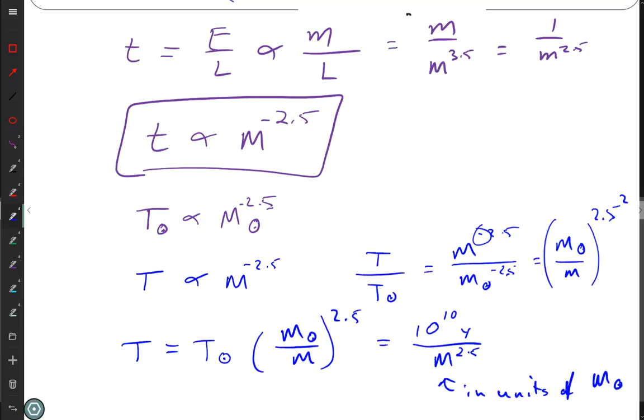And so we can determine how long a star will be on the main sequence. This was only a main sequence calculation because that luminosity relationship was only on the main sequence. But the main sequence life of a star is going to be 10 billion years divided by its mass in solar masses raised to the 2.5 power.